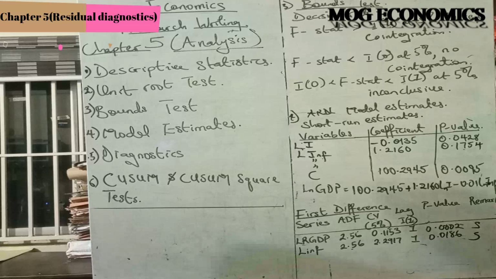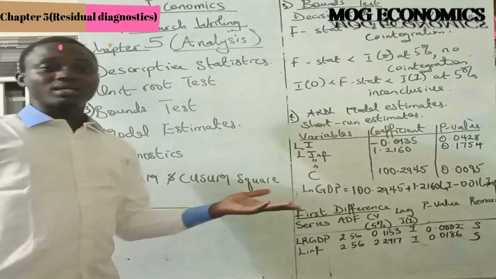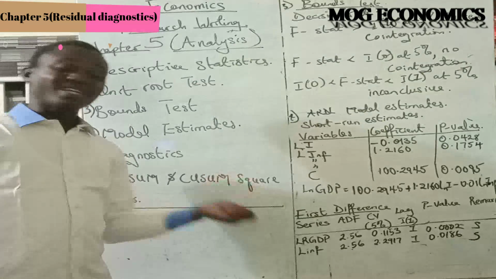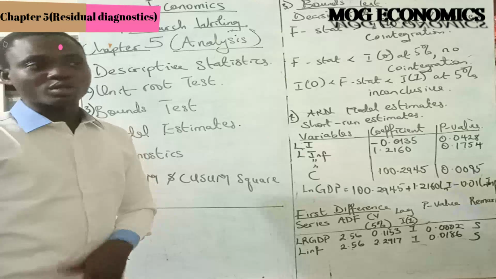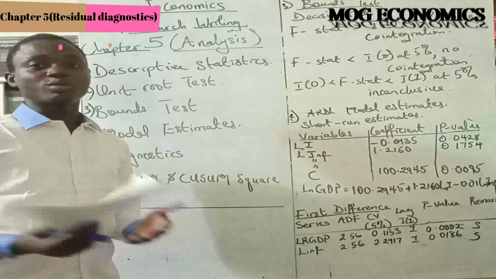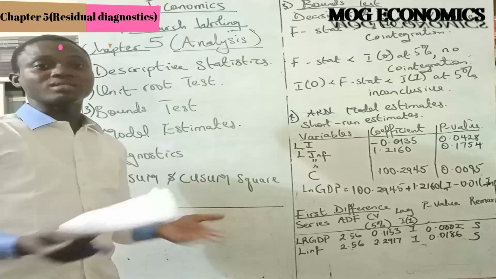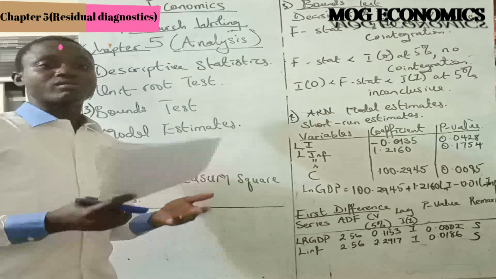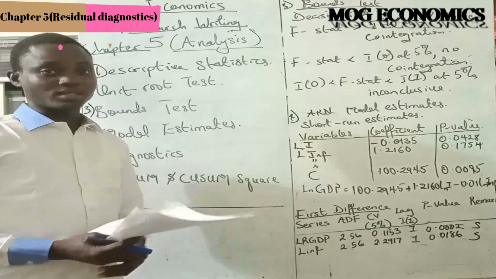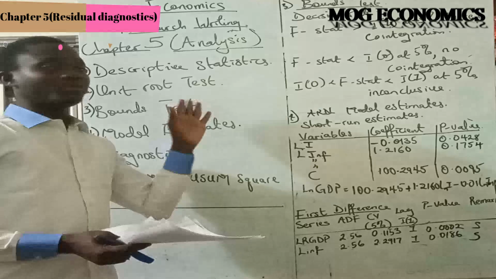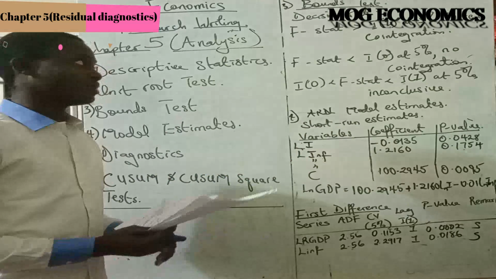Bounds test is the test that makes you know if there is cointegration among your variables, among your dependent variable and your independent variables. So it makes you know if there's any long-run relationship between them. When you say long-run relationship, it's the same thing as saying there's cointegration. So if you hear there is cointegration between these variables, that means in the long run they are also related. Now there is a decision rule for bounds test, just as in some other parts of your analysis.